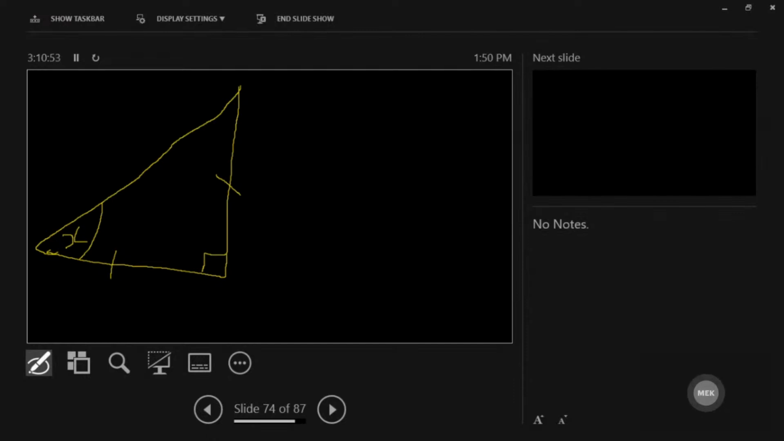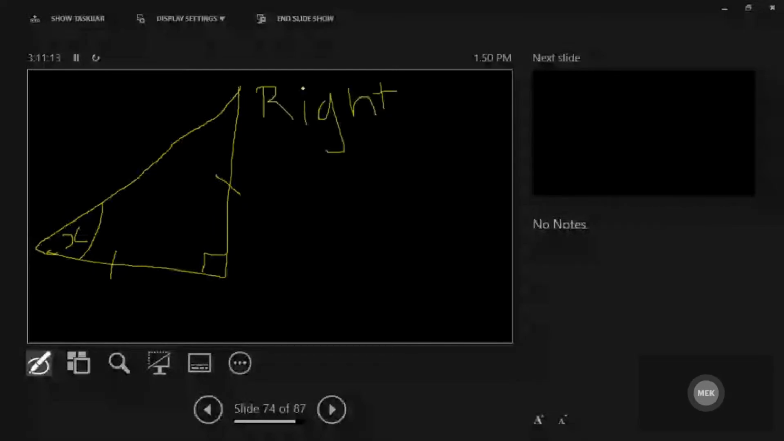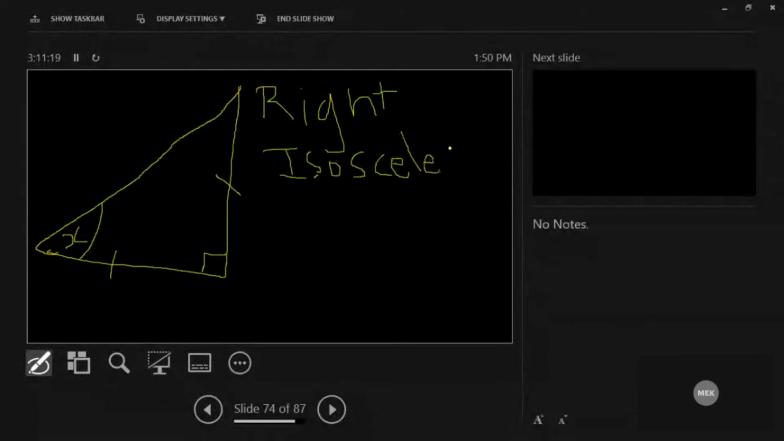All right, so Cashmark says isosceles, and that's correct. It is an isosceles triangle. It has 2 angles that are equal and 1 that is not. And as a matter of fact, this is a special isosceles triangle, which is a right isosceles. It's a right angle triangle, and it's also an isosceles triangle. So it has a 90-degree angle, which makes it a right angle triangle, and it has 2 equal angles, which makes it isosceles. So this is 90.